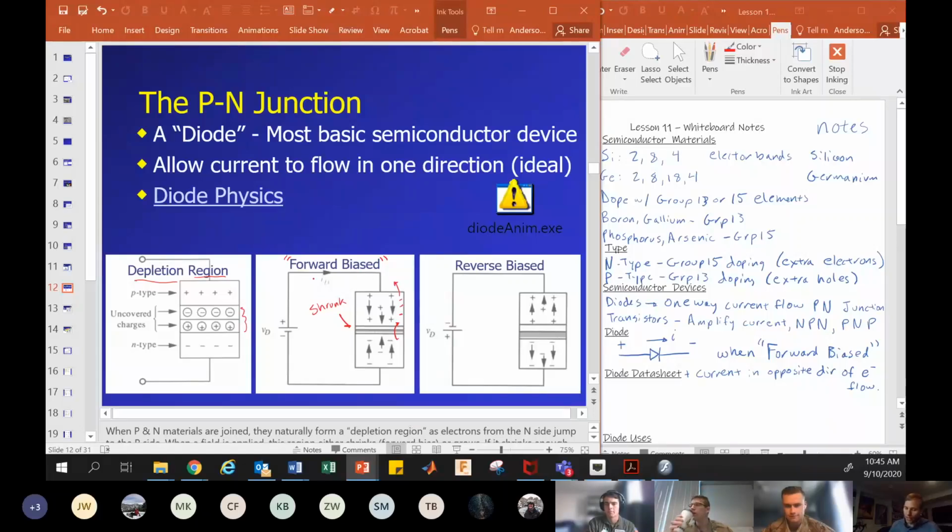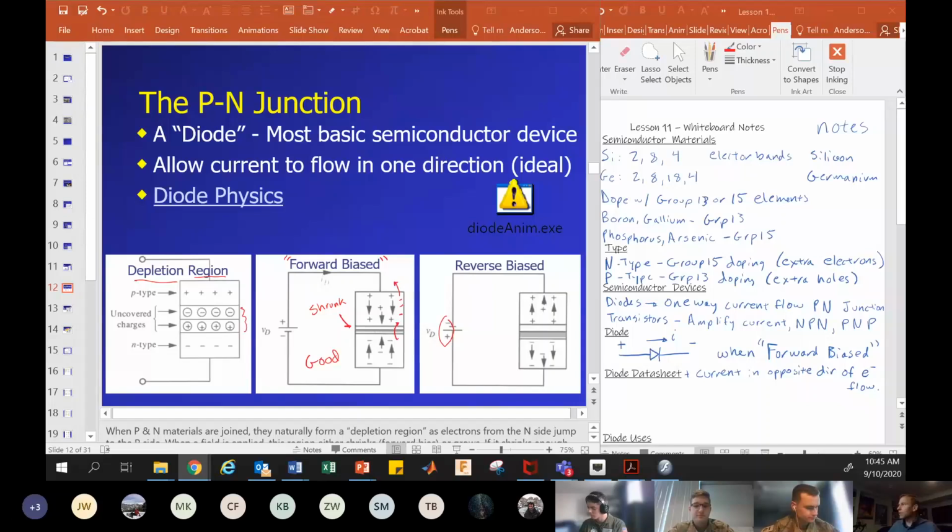Okay, so this is called forward bias. This is good. This is what we want. This allows current to flow. This would be reverse bias. And notice here the positives and negatives are reversed. What you're doing when you reverse bias is you're growing the depletion region and making it harder and harder for electrons to flow. So I have a couple of fun animations to show you.